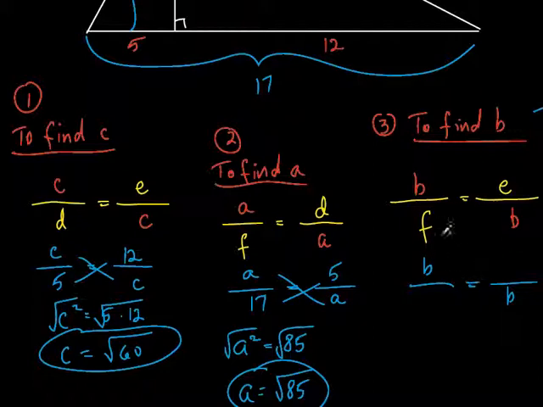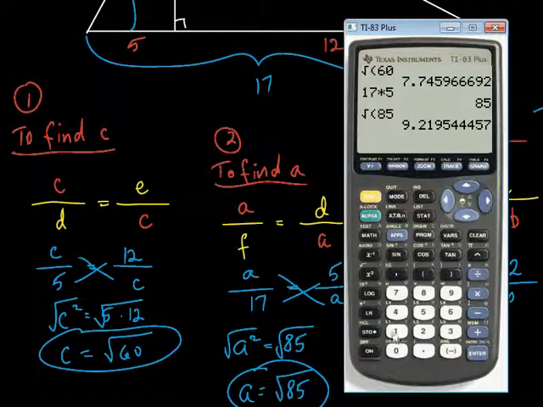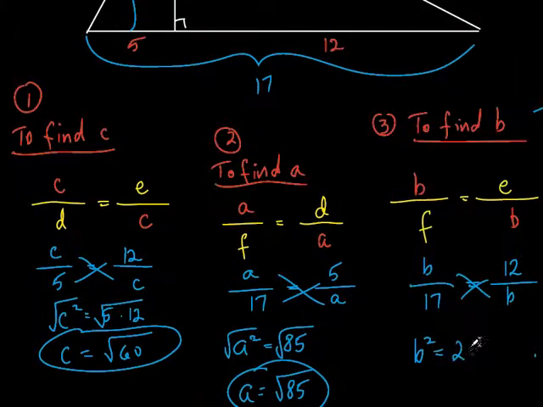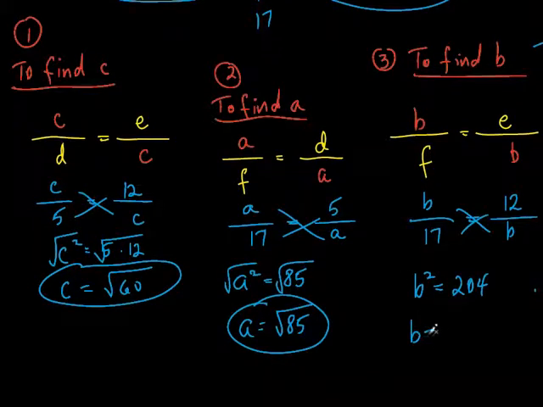B is a geometric mean between the whole thing, 17, and 12, and then you cross multiply. So watch, B squared equals 17 times 12. That's 204, and just leave it. Take the square root, so B is the square root of 204.